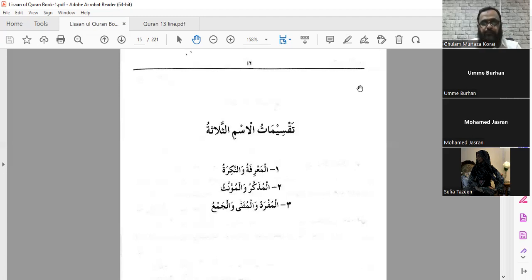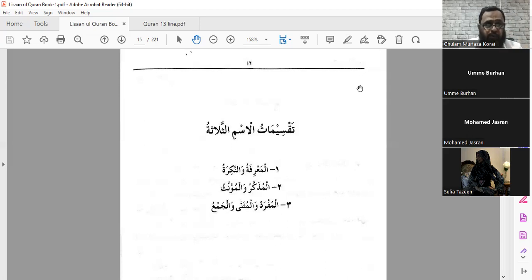Before moving further, I would like to explain a few things over here. In the first classification, there are two types of nouns: either they are common nouns or they are proper nouns or particular nouns. So in Arabic, the first classification is al-ma'rifatu wa nakiratu, the particular nouns and the common nouns, and we'll discuss that in detail. Like the name of any person is a particular noun, like Zaidun, Umme Burhan, Muhammad Jasran, Sufia Tazin, etc. All of them are under the category of al-ma'rifatu. But rajulun, ibnun, bintun, gurfatun, maktabun come under nakira. Nakira means common noun.